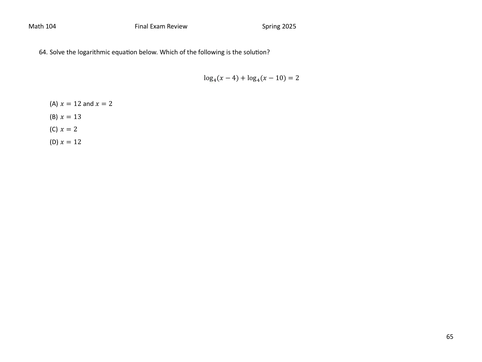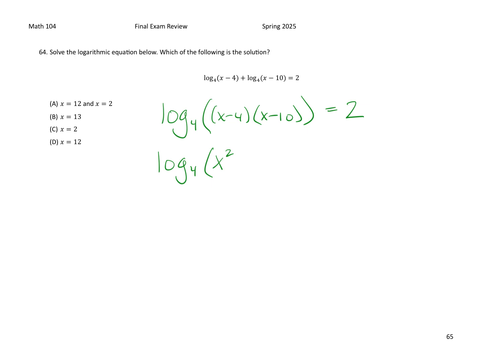Because these logs have the same base and they're being added together, I can compress them into a single log with one of my properties of logs using multiplication. So this is going to be log base 4 of (x minus 4) times (x minus 10), and that equals 2 still. I can compress the sum of two logs into a single logarithm by multiplying the inputs. So this becomes log base 4 of x squared minus 10x minus 4x, which is minus 14x, plus 40, equals 2.